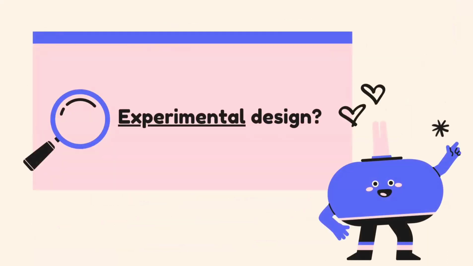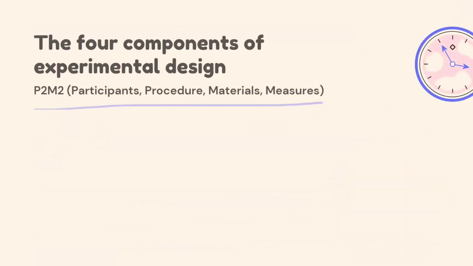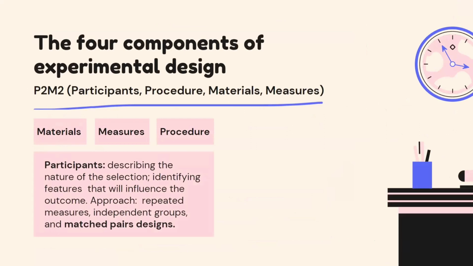Okay, so before we get into the main discussion of today's presentation, we would like to tell you about what exactly is experimental design. Experimental design can simply be defined as how participants are categorized in an experiment. As you can see, there are 4 components of experimental design, which comprise materials, measures, procedure, and participants. And the topic of participants is our main focus for today.